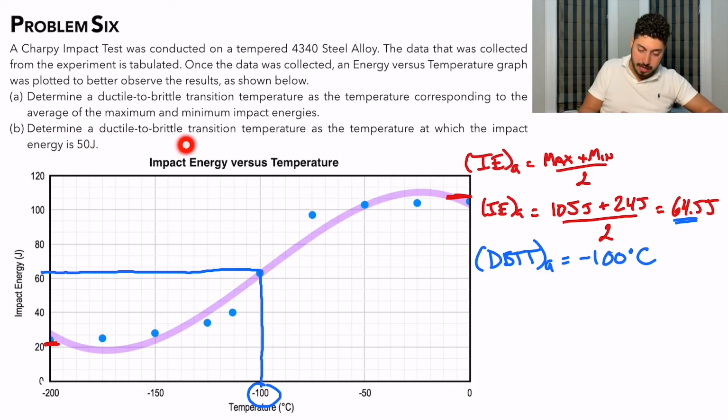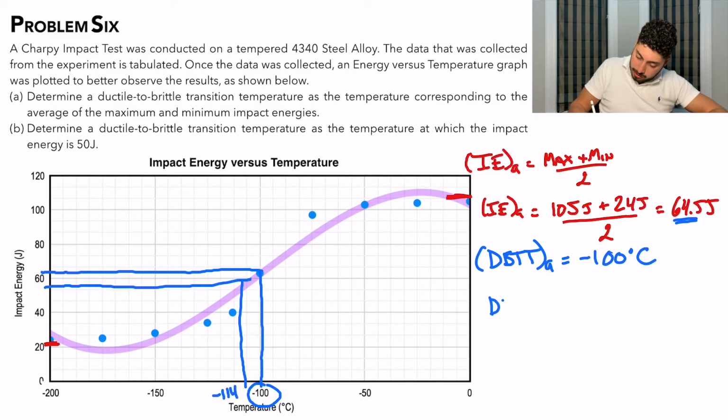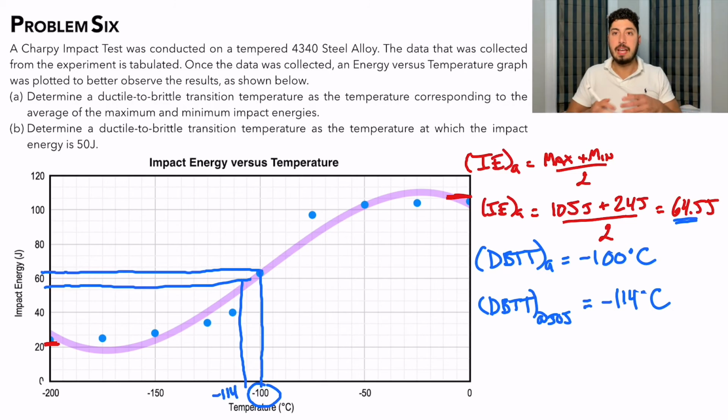Now part B says, determine the ductile to brittle transition temperature as the temperature at which the impact energy is 50 joules. So we're going to come to where we see 50 joules, which is approximately here. We are going to come down, and this value we can interpolate to be negative 114. So our ductile to brittle transition temperature that corresponds to an impact energy of 50 joules is equal to negative 114 degrees C. And that's the end of this problem.